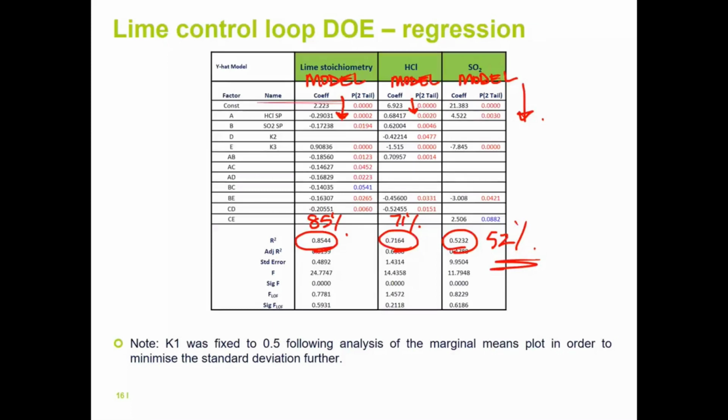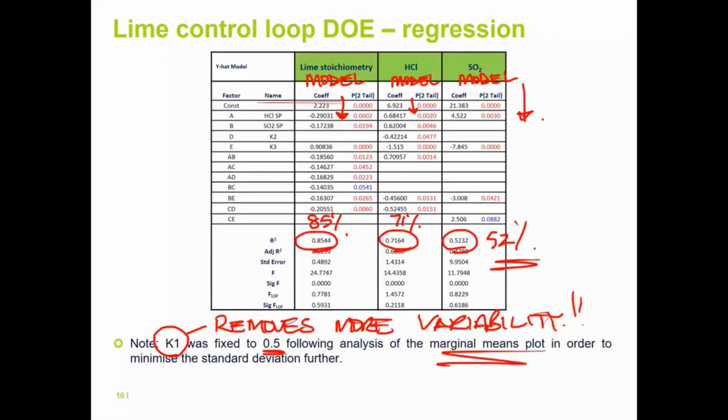Okay, and you can see there's a comment on the bottom that from the analysis, one of the things they learned is that if you set K1 to 0.5, it removes even more variability. So they've gone for even more control here. It's a fantastic thing to do. Great knowledge came out of this experiment. They are using it to their advantage.